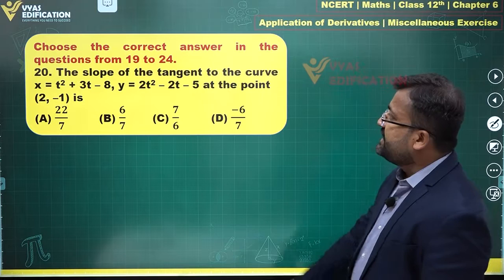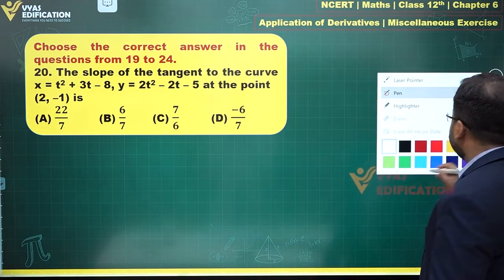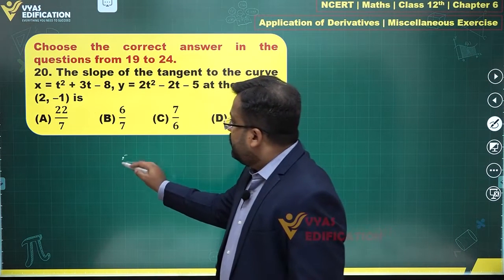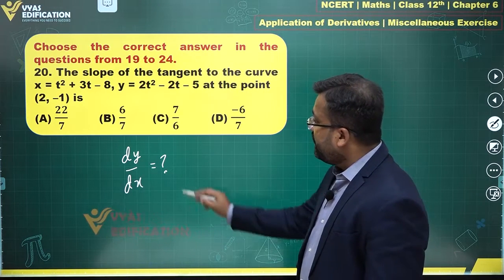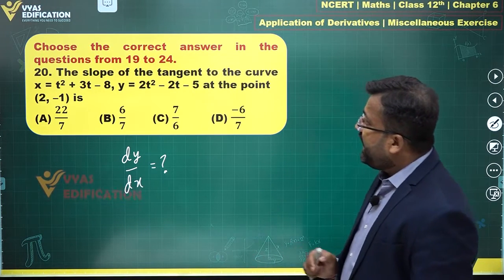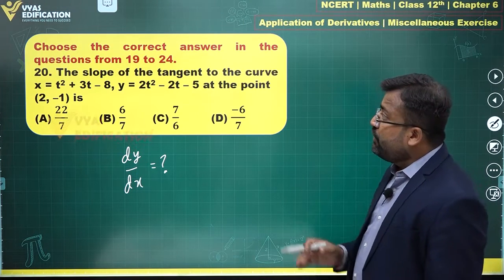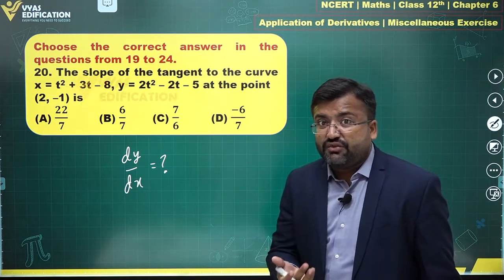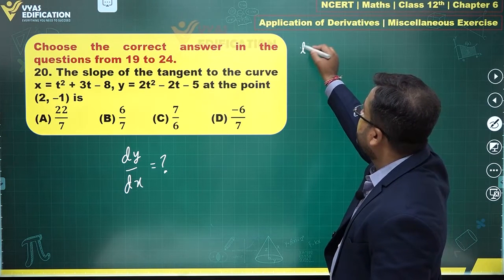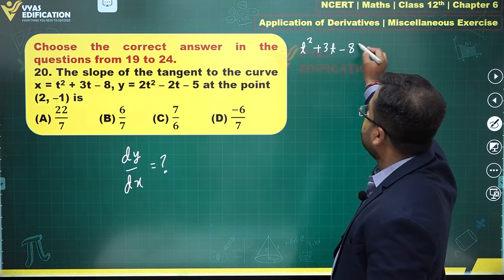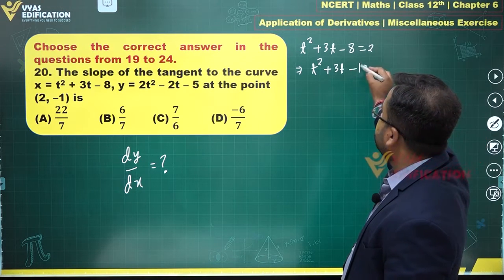The 20th question says that the slope of the tangent to the curve at the point 2 comma minus 1 is. We are interested in dy by dx, that's it. So dy by dx is equal to question mark. But then we are given a point 2 comma minus 1. Now x is equal to 2, y equals minus 1. That implies that we should be able to eliminate t or get the value of t, because dy by dx will come in terms of t. It is given that t square plus 3t minus 8 is equal to 2, which tells me t square plus 3t minus 10 is equal to 0.